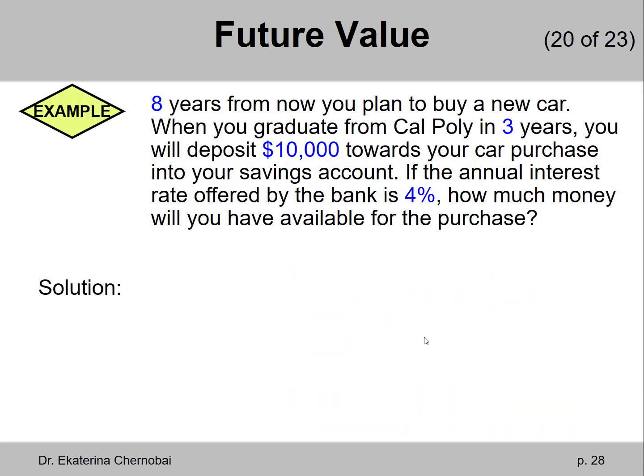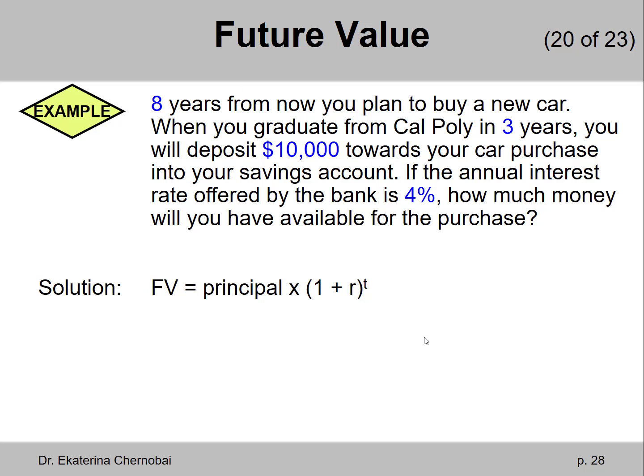Next question. 8 years from now, you plan to buy a new car. When you graduate from Cal Poly in 3 years, you will deposit $10,000 towards your car purchase into your savings account. If the annual interest rate offered by the bank is 4%, how much money will you have available for the purchase? Well, again, it's a future value problem, right? We need to compute the future value.